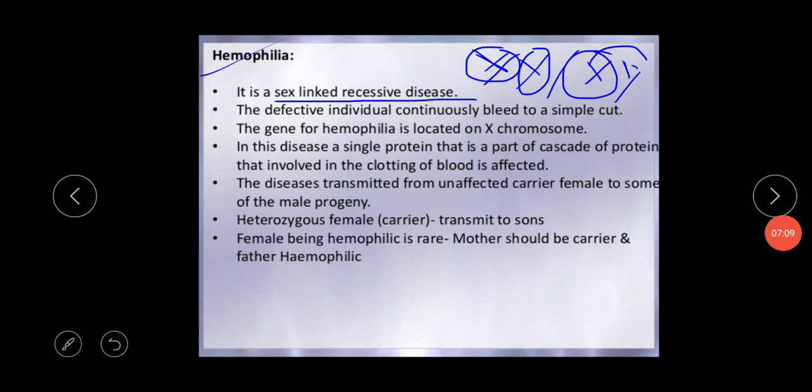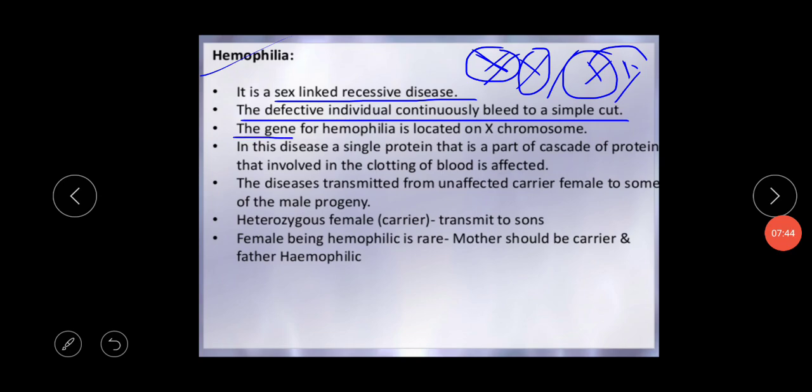The defective individual continuously bleeds from a simple cut. Due to this disease, a patient continues bleeding even from a minor injury because of the defective blood coagulation system. That's why this is also called the bleeder's disease. The patient continues bleeding even from a minor injury because of the defective blood coagulation system.